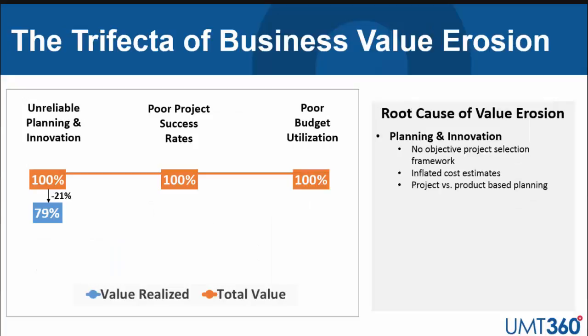So those are three areas around annual planning and innovation. It's key to why we need to adopt more of a dynamic planning process. We'll talk about that more in a second.